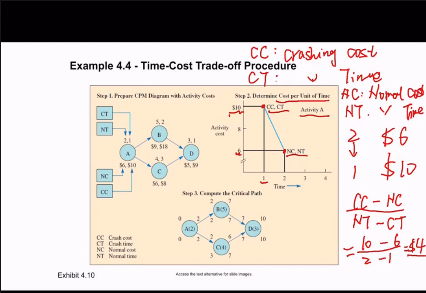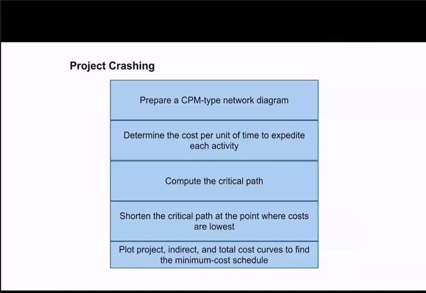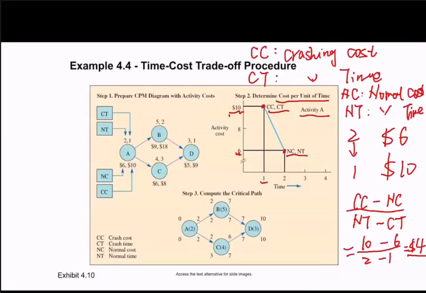So this is the determine cost per unit of the time. So this is step 2. Step 3 is to compute the critical path. So for the network we have over there, we need to find the critical path.